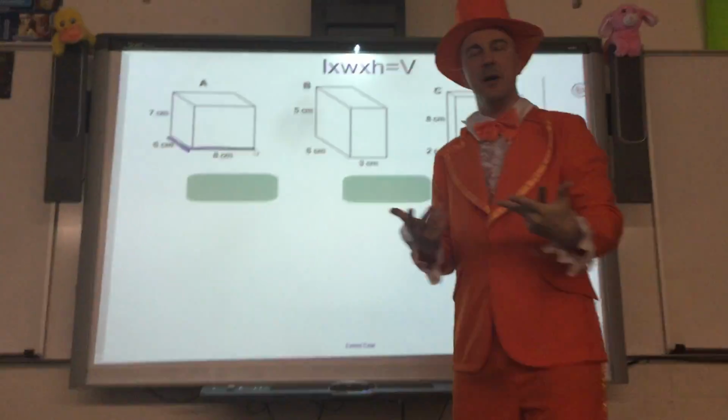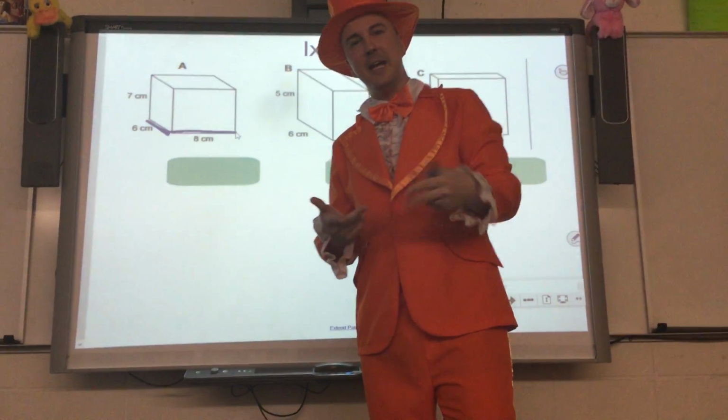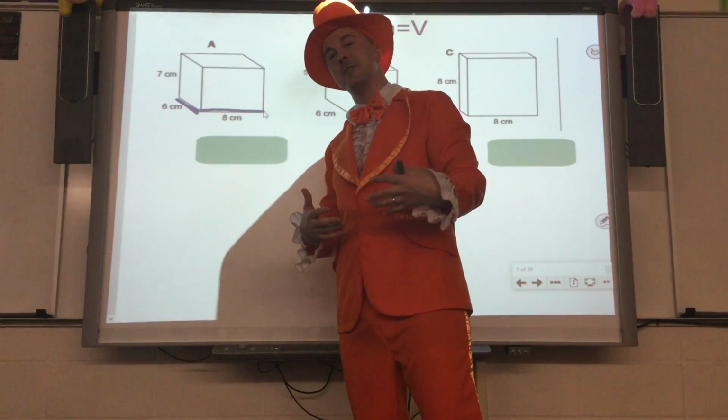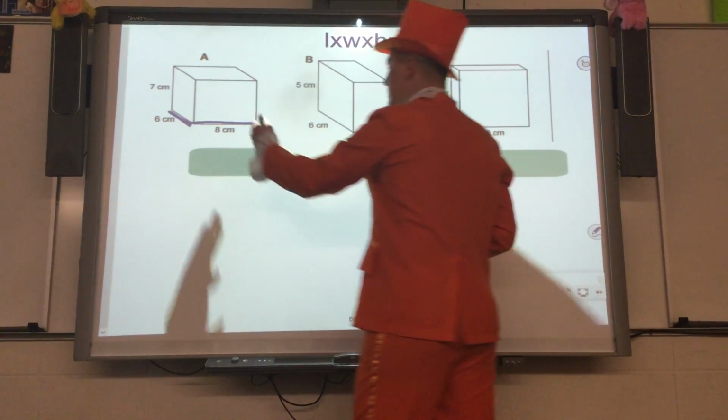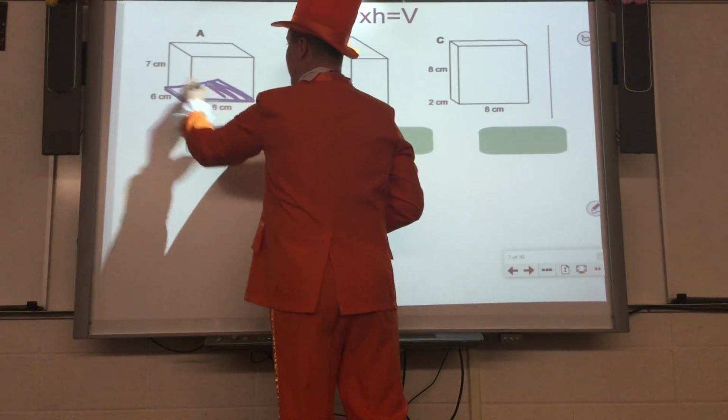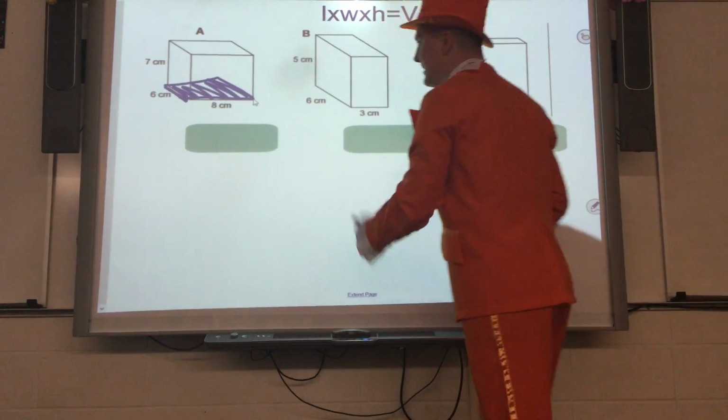And don't worry about mixing them up, because of the commutative property of multiplication, I can go 6 times 8, or I can go 8 times 6. It's going to get me the same answer. So if I go 6 times 8, I get 48. That tells me that this base is 48 centimeters squared.